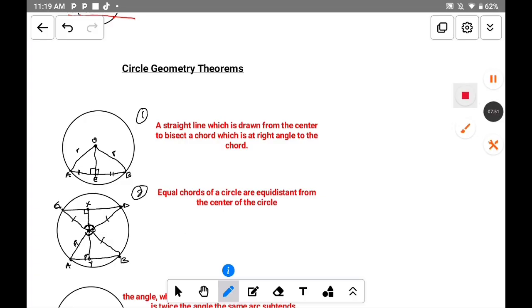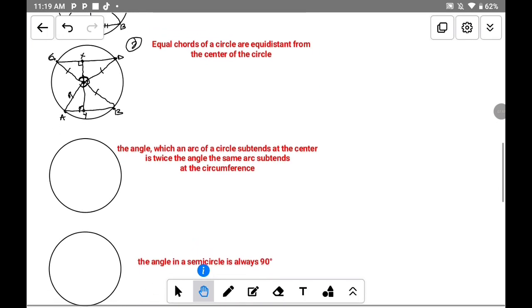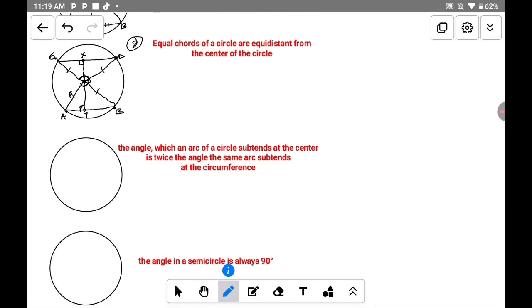So let's move to theorem 3. This is theorem 3.